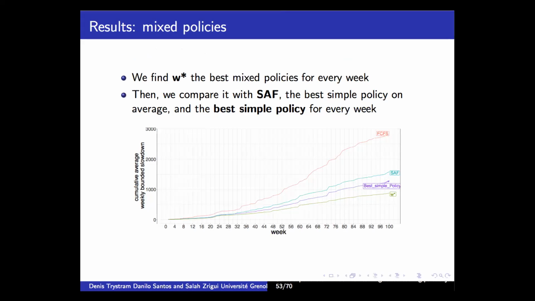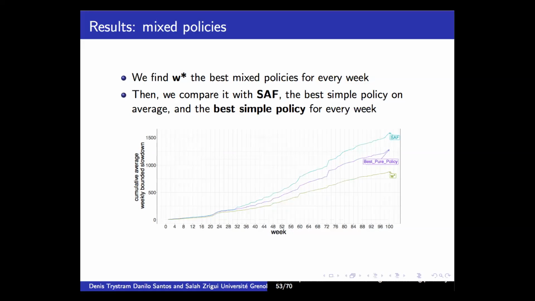Okay, this is a lot to unwrap, but bear with me. First of all, the x-axis represents the time, the weeks, and the y-axis is the cumulative bounded slowdown, basically the cumulative value of our objective function. The first note, which is not surprising to anybody, is that first come first serve is a bad policy by all means and purposes. So we will exclude it from this analysis. We will focus on the remaining three.